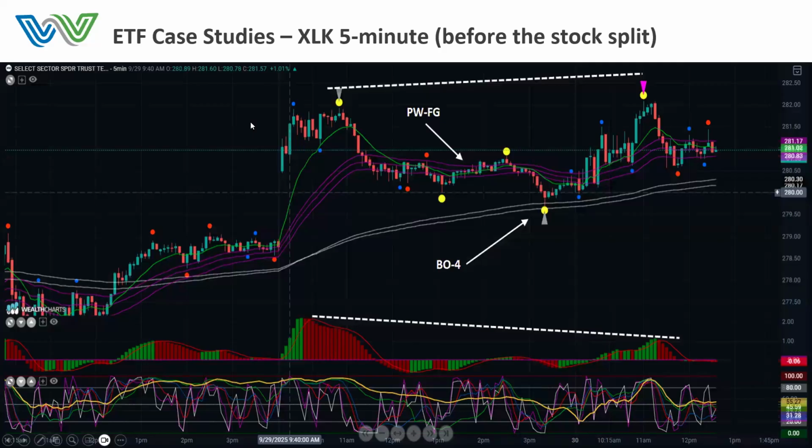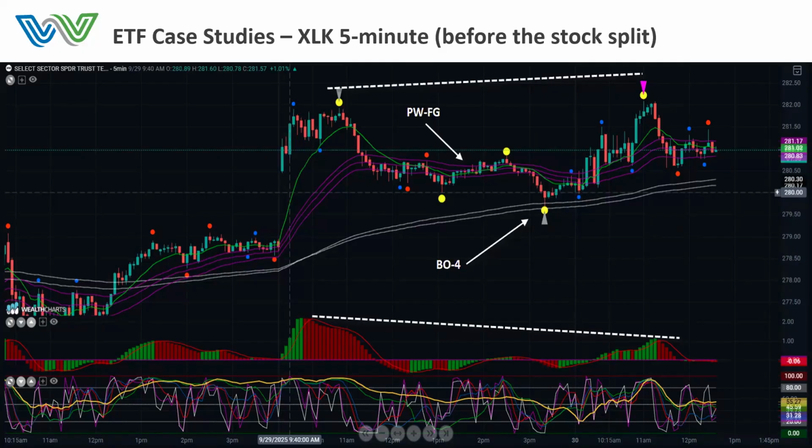Now I'm going to show you some older case studies, and this is before the stock split, XLK, to show you how we can look at all the different time frames and see the patterns on the smaller time frames. These are from wealth charts.